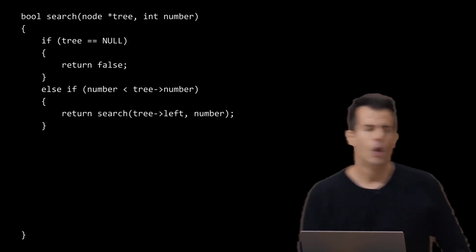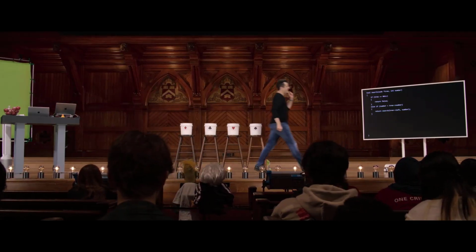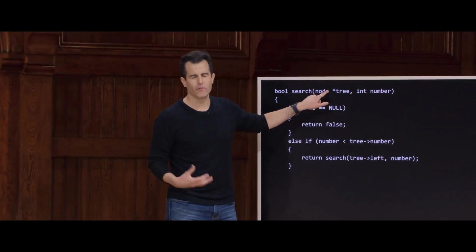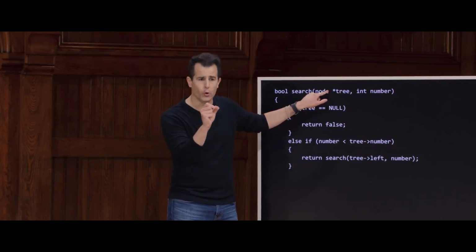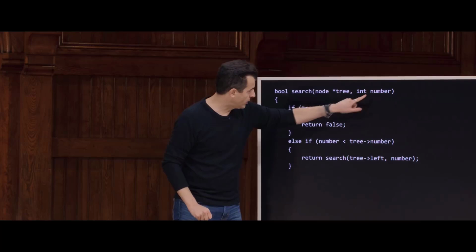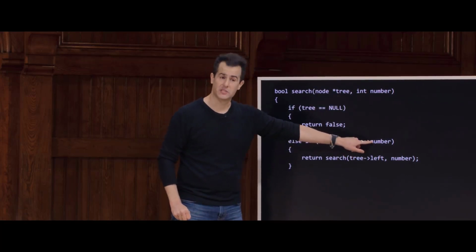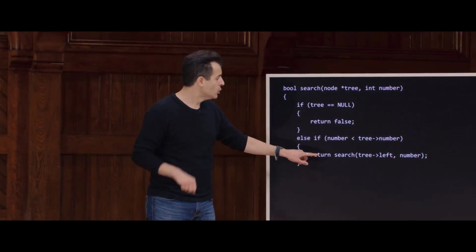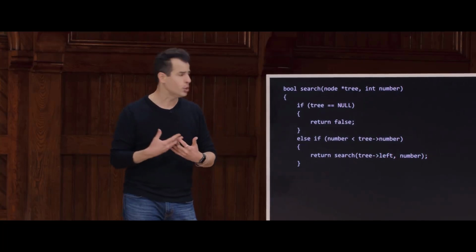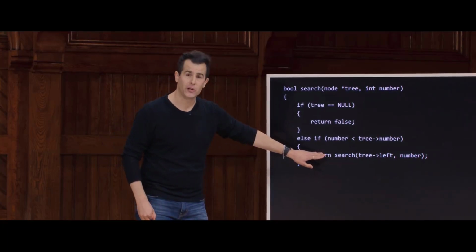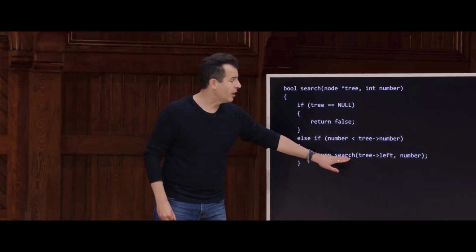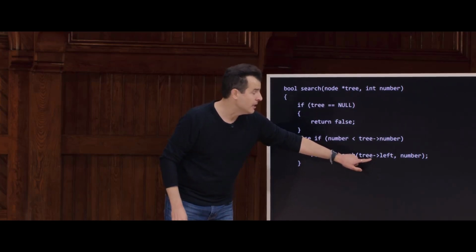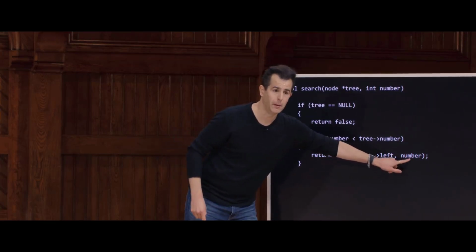Well, what else might be the case? Well, if the number I'm looking for is less than the tree's own number. And now recall that tree is a node star. So even though I'm calling it a tree, it's really the current node that's been passed in. So if the number I'm looking for is less than the current node's number, then I must know that the number I'm looking for is to the left, so to speak. So how can I solve that? Well, this is where the magic of recursion comes in. Just return whatever the answer is to calling search again, but on a subtree, if you will. This is the sort of equivalent of snipping off half of the tree. Pass in the left subtree, if you will, with the same number.